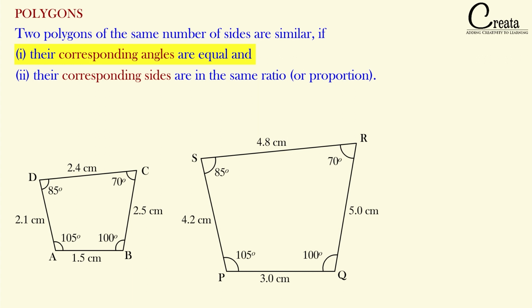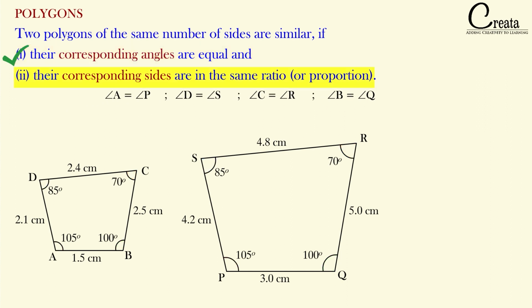The corresponding angle to angle A is angle P, D to S, C to R and B to Q. So angle A is matching with angle P, 105 degrees, angle D to angle S, 85 degrees, angle C to R, 70 degrees, and angle Q to B, that is 100 degrees. So we can say our first criteria is matching, that is all the angles are equal. Got it?